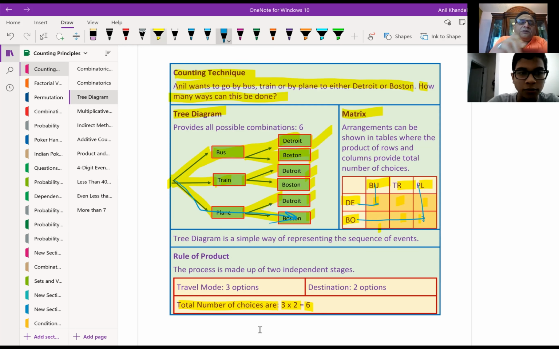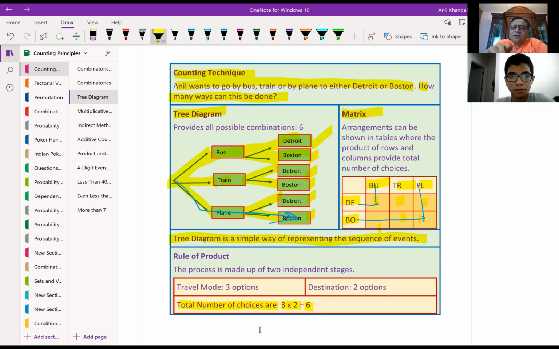So what we could summarize from here is that the tree diagram is a simple way of representing a sequence of events. This followed by the other. You get the idea? So when you have that kind of a statement, this followed by other, a sequence of events, tree diagram is a very good technique. However, I will recommend that if there are more than 3 layers, do not go for it. So 2 to 3 is good for tree diagrams.